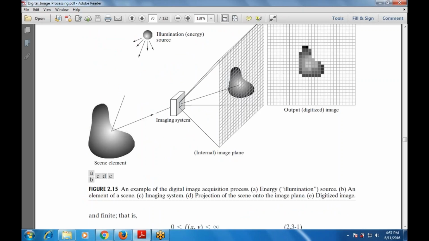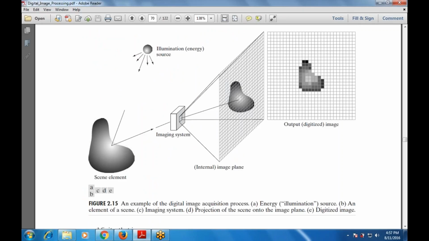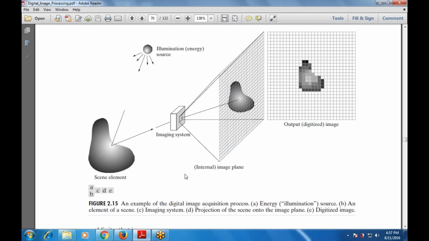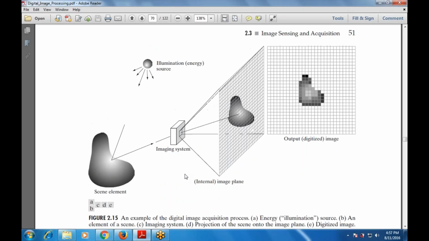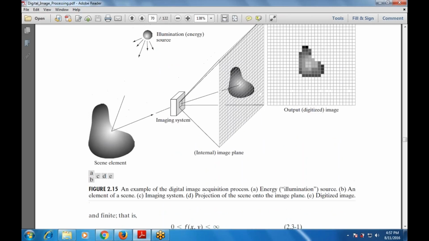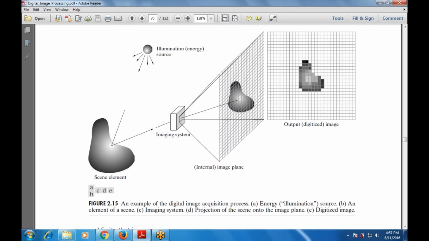This is a figure that shows the digital image acquisition process. There is an energy illumination source, and an element of the scene. Then the imaging system, then the projection of the scene onto the image plane. This is the projection, how the image will be projected. Then the digitized image, which is the result of digitization.